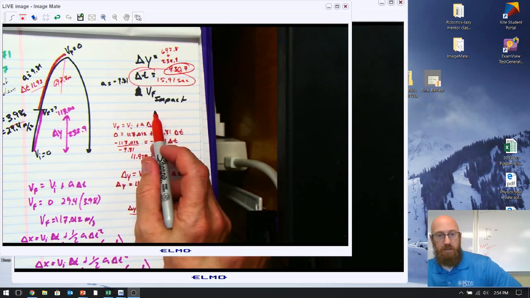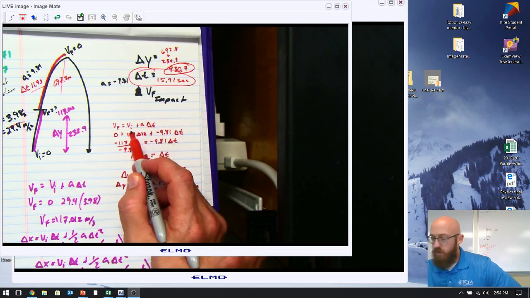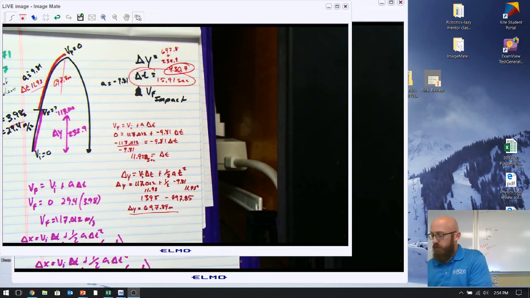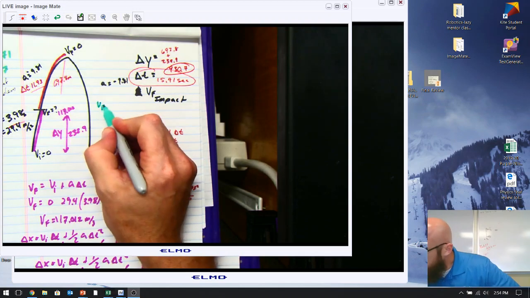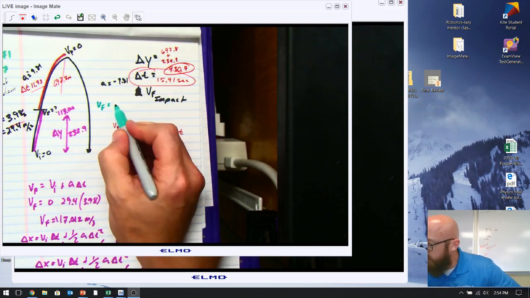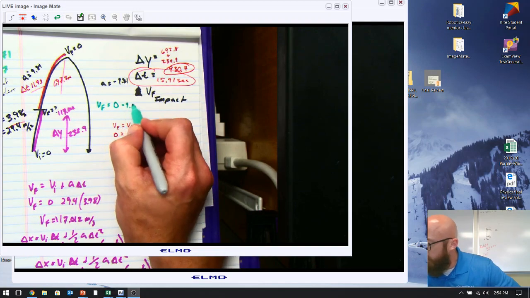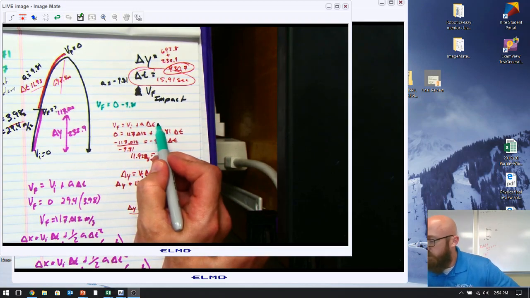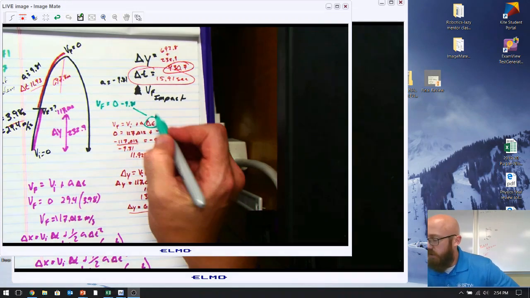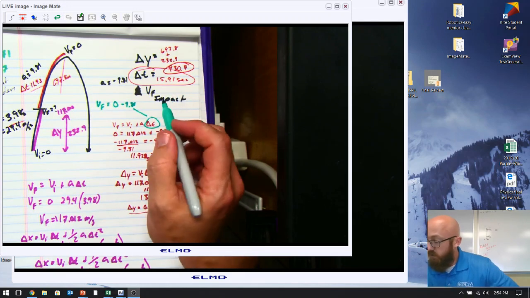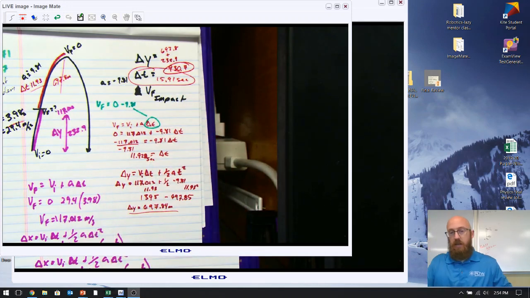For our last one, the final impact, we use the same equation, and we're going to do it real quick, down and dirty on this one. Our VF, we don't know. Our VI is 0. Acceleration is negative 9.81. Does this equation work? We don't have time, so it doesn't work. Can we use a different equation? Absolutely.